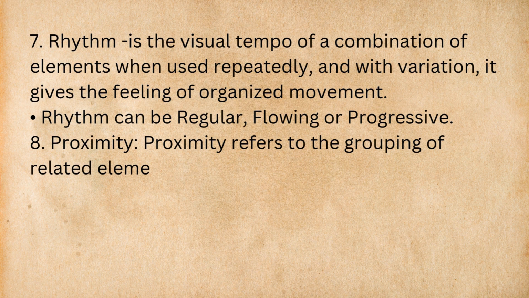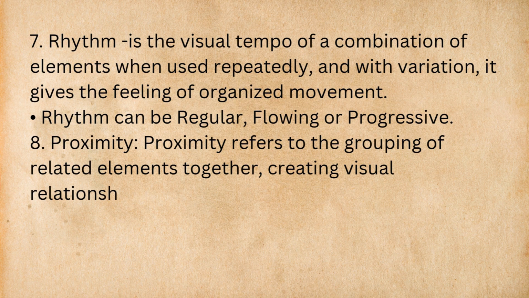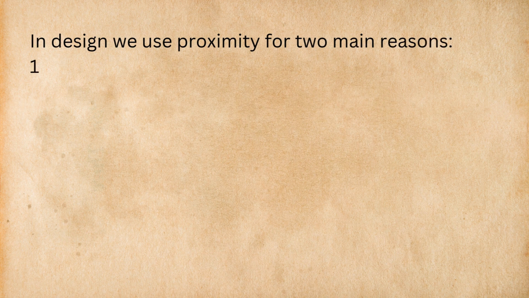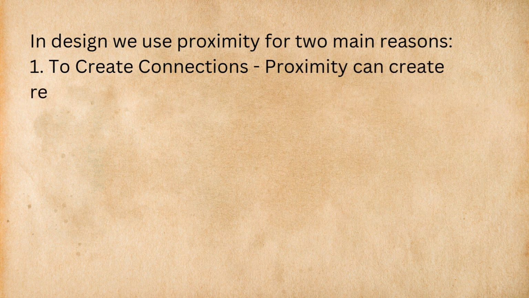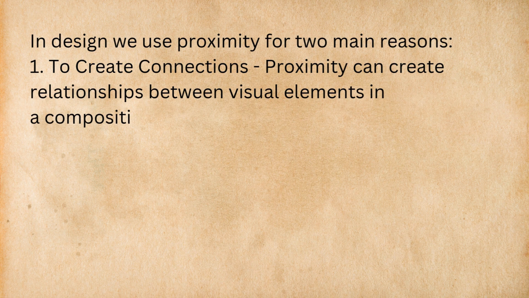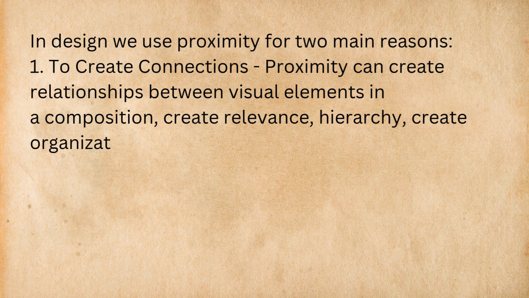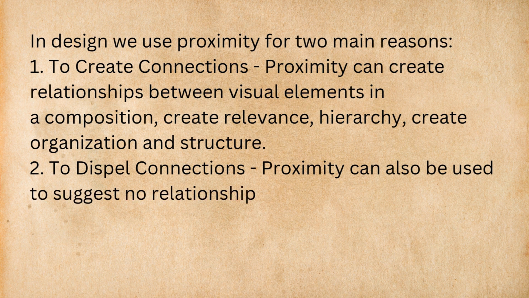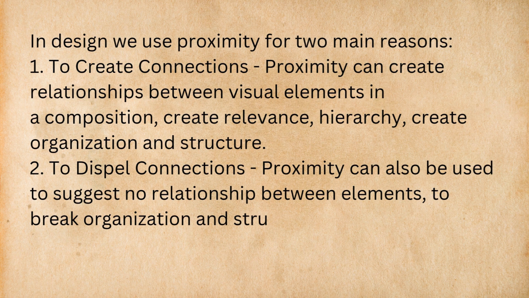Number 8, proximity. Proximity refers to the grouping of related elements together, creating visual relationships and organizing information in a clear and intuitive manner. In design, we use proximity for two main reasons. First, to create connections. Proximity can create relationships between visual elements in a composition, create relevance, hierarchy, organization and structure. Second, to dispel connections. Proximity can also be used to suggest no relationship between elements, to break organization and structure.